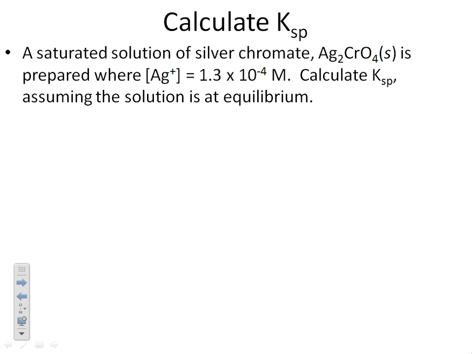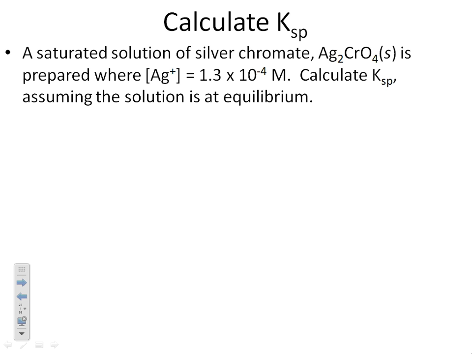And then the last example that I want to go through is doing this type of equilibrium problem, determining K from concentration, in the Ksp manner. So that other flavor of equilibrium reaction, and you can see what it looks like there. So, calculating Ksp. A saturated solution of silver chromate is prepared where the silver ion concentration is 1.3 times 10 to the minus fourth molar. Calculate the Ksp value assuming the solution is at equilibrium.